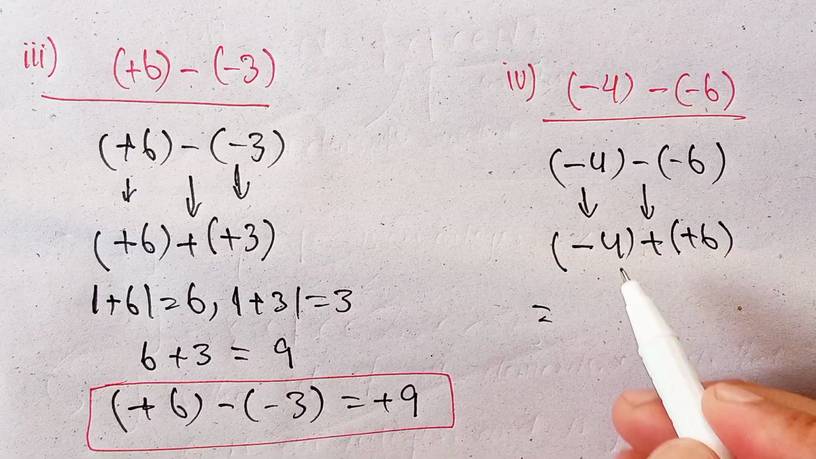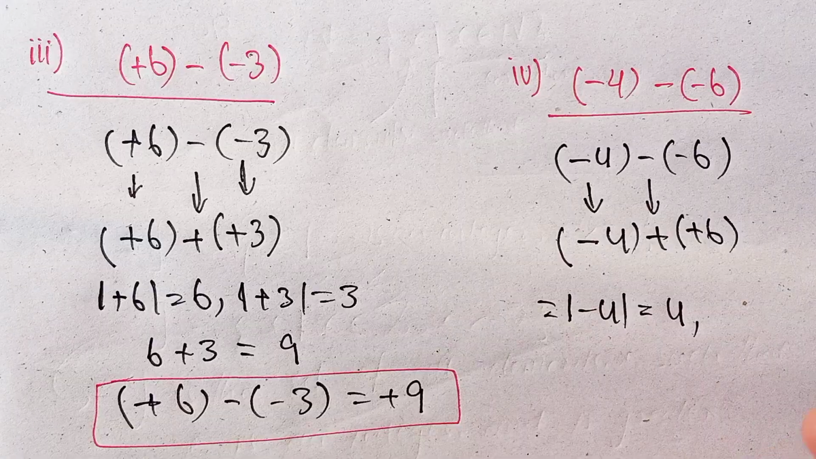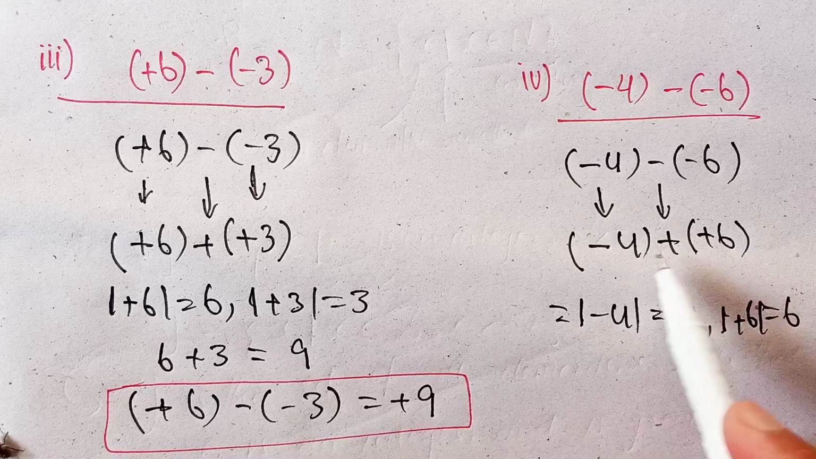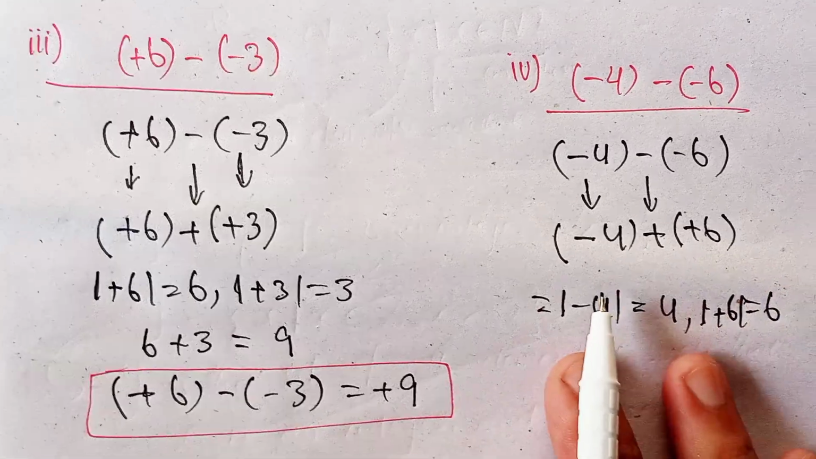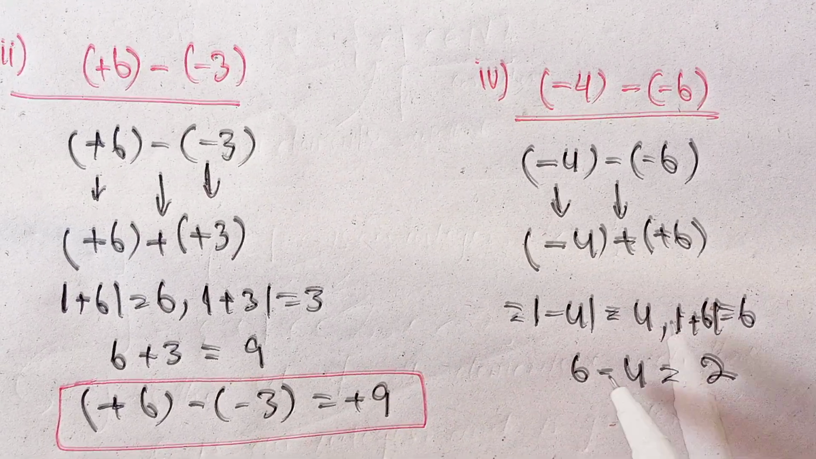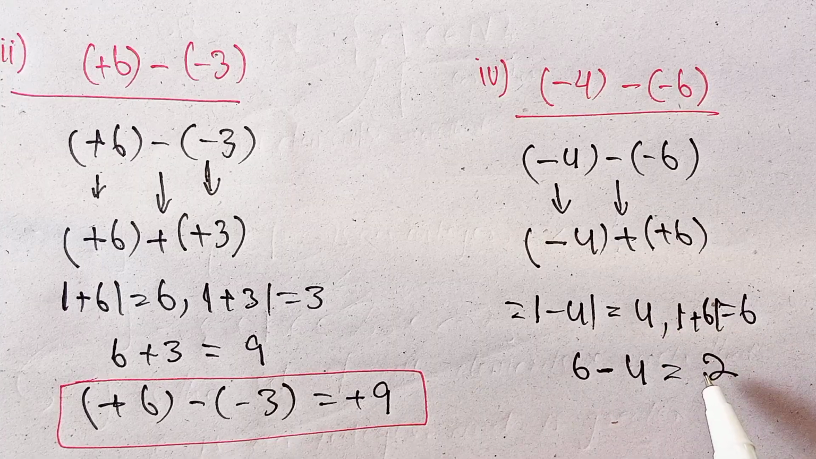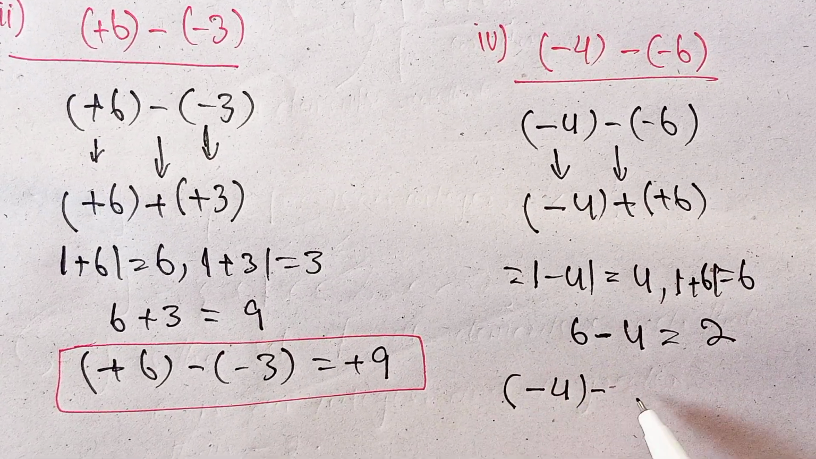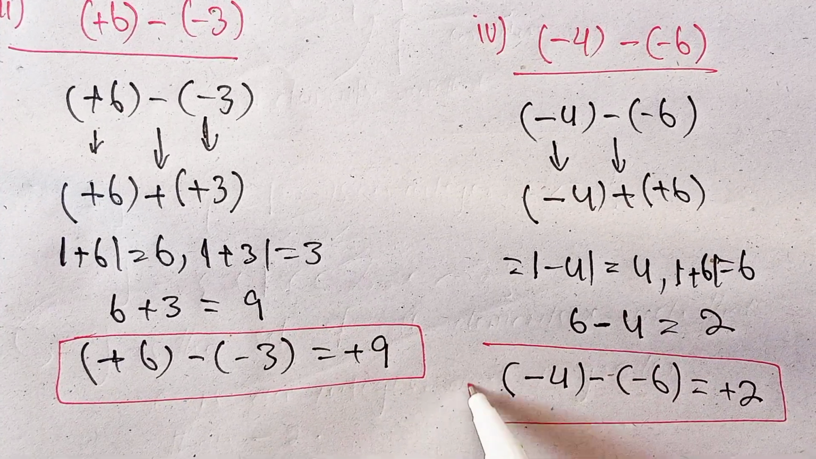Now take the absolute values of the two integers. So the absolute value of negative 4 equals 4, and the absolute value of positive 6 equals 6, right? Now look here, as the two integers have different signs, we will subtract the smaller absolute value from the greater one. So 6 minus 4 equals 2. Now if we look at the absolute values, the integer with the greater absolute value has a positive sign, so we will put a positive sign before the final answer. Negative 4 minus negative 6 equals positive 2.